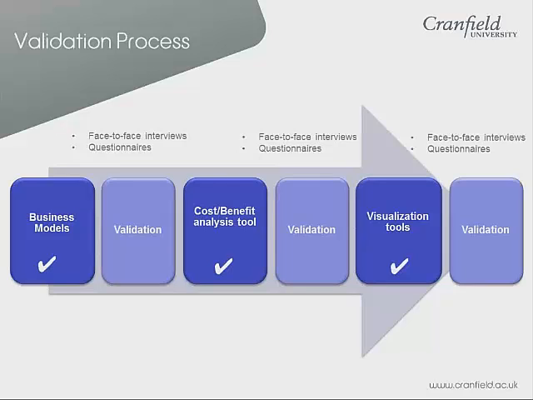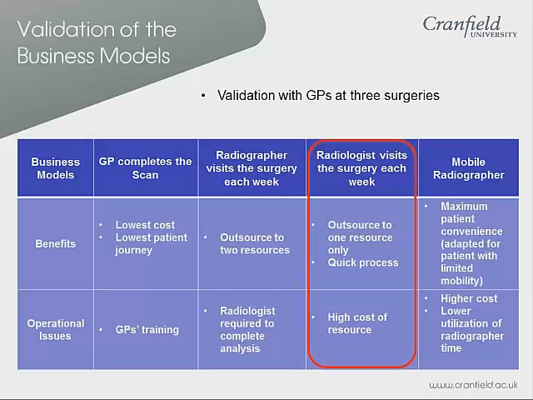and we talked to 3 different surgeries, and we received some feedback. So here's just to illustrate that the business models were discussed in terms of what the benefits were, what were the operational issues, and you can see the red one, the circle, which is radiologist visits the surgery each week, was considered the most applicable, easiest to apply, although it doesn't generate the highest sort of benefit from a financial perspective. So in the short term, this would be the easiest to apply.